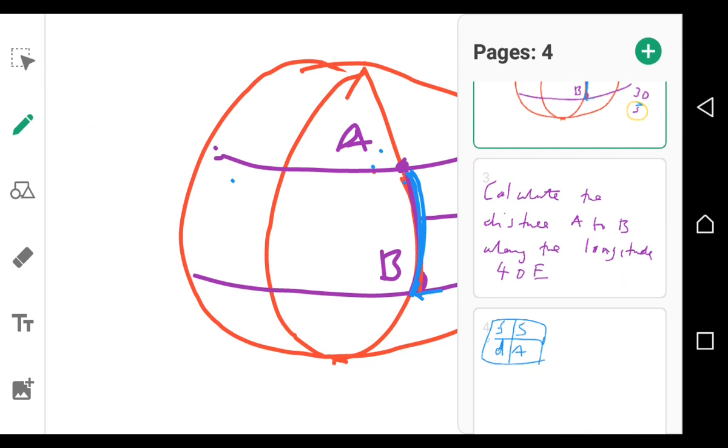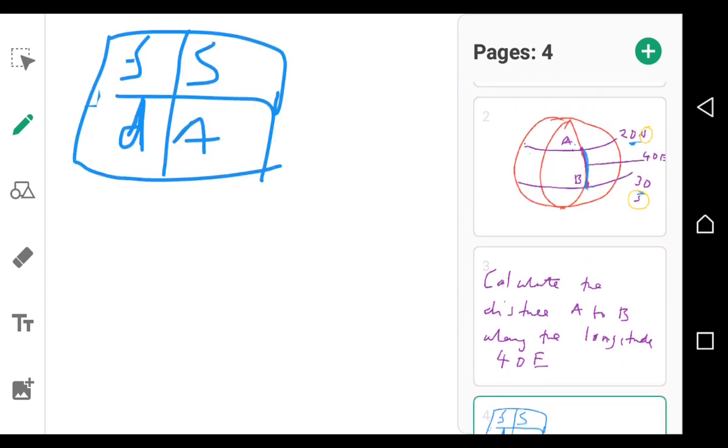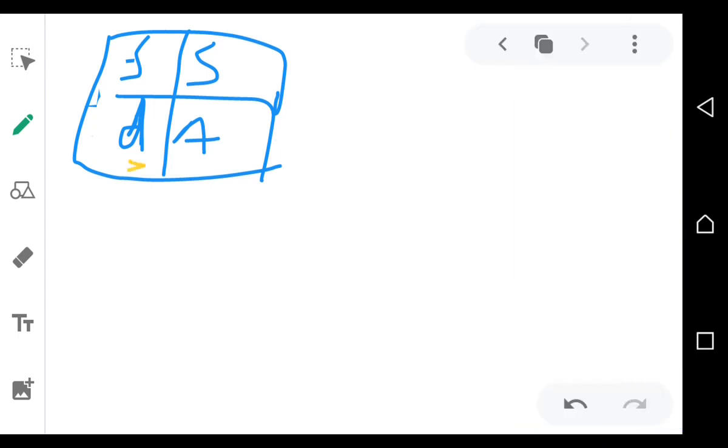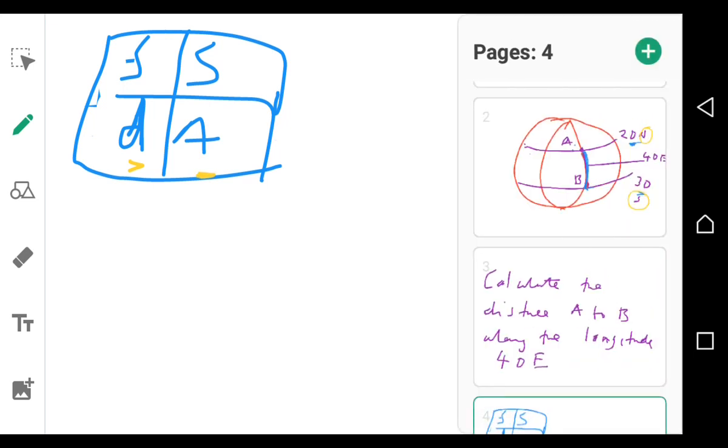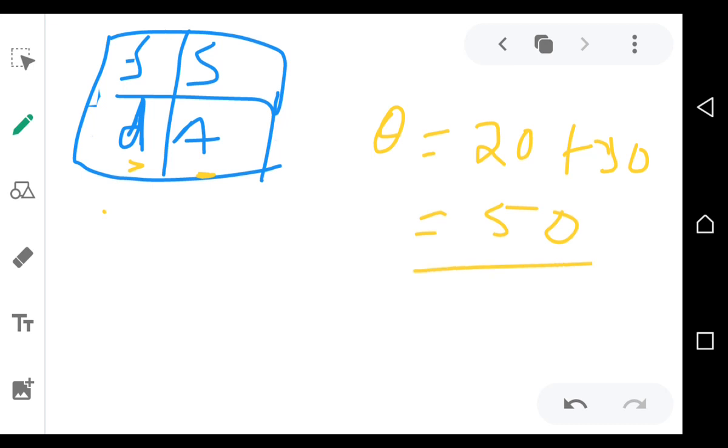Different signs you subtract. So it means we'll subtract 20. Different signs you add, sorry. You see, different signs you add. So we're going to add 20 plus 30, that's the angle we're looking for. This is the difference in latitude, which is going to give me 50. That's how you calculate theta.